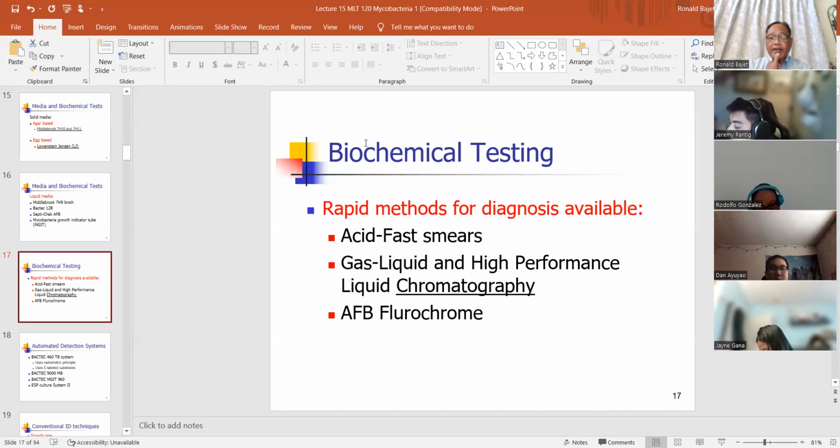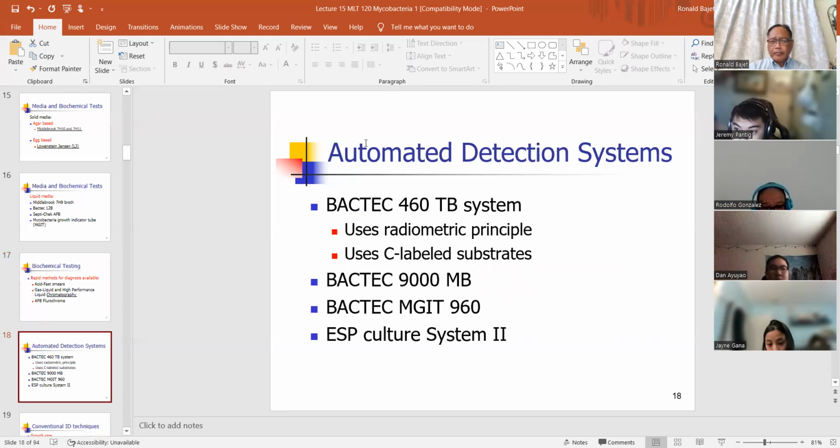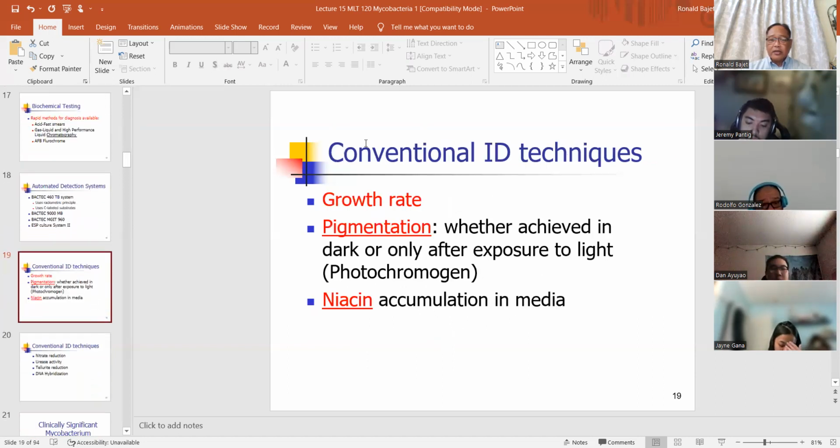Okay, so acid-fast smears are a rapid way to identify it. GLC, gas liquid chromatography, and HPLC, high performance liquid chromatography, are other ways to detect the organism, and AFB fluorochrome. Other detection systems, again, BACTEC puts out a lot of different products like the 460, the 9000, the BACTEC MGIT, ESP culture system too. Obviously no red, so I'm not going to test you on these.